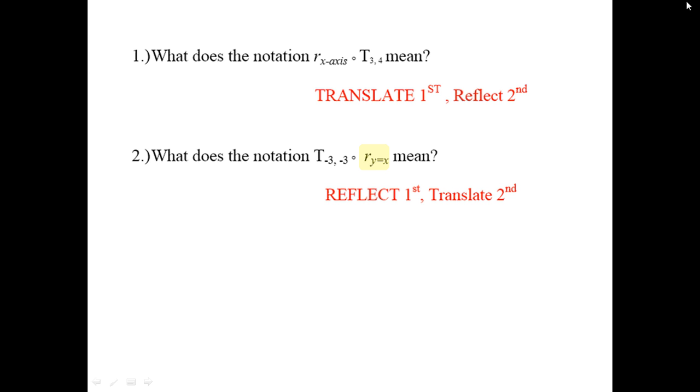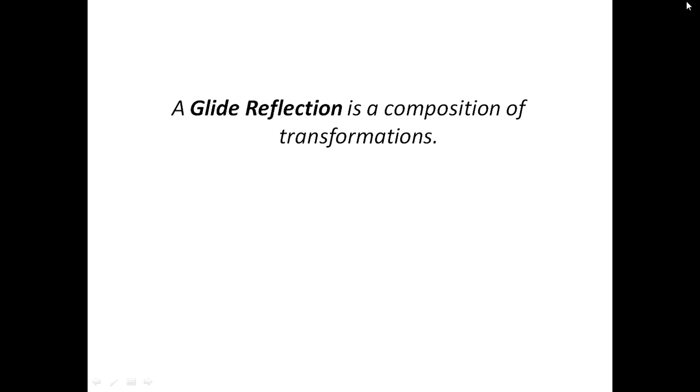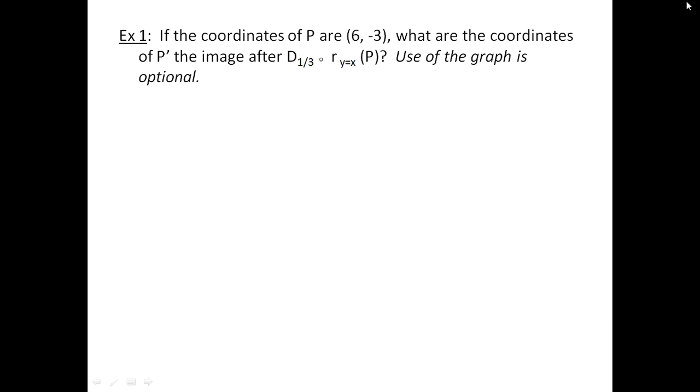Whether you realize it or not, you've actually been doing composition of transformation for a while now. A glide reflection is simply a composition of two transformations, namely the translation or the slide and the line reflection. All right, so let's take a look and see how this might look on the coordinate plane.